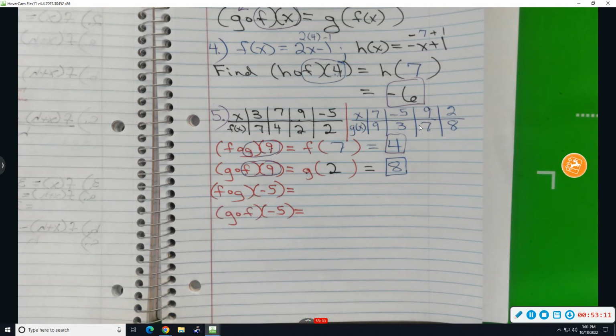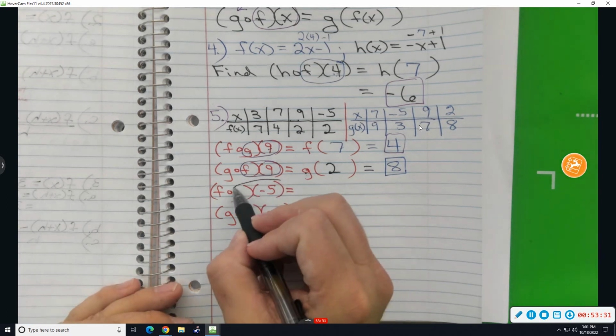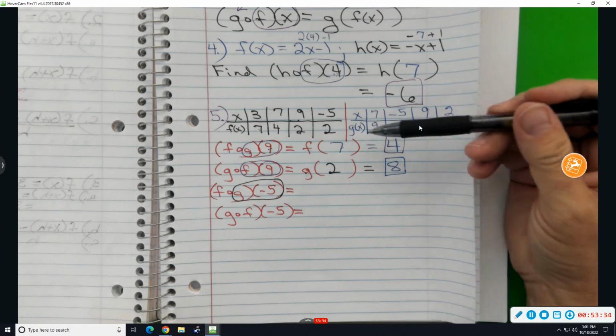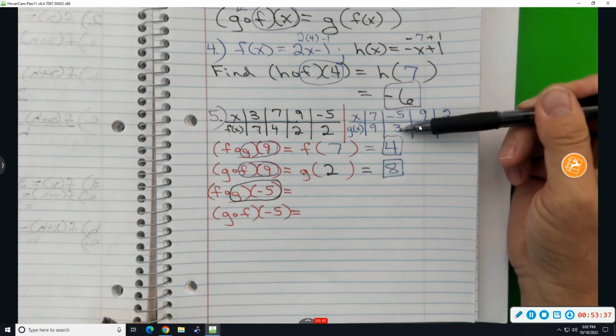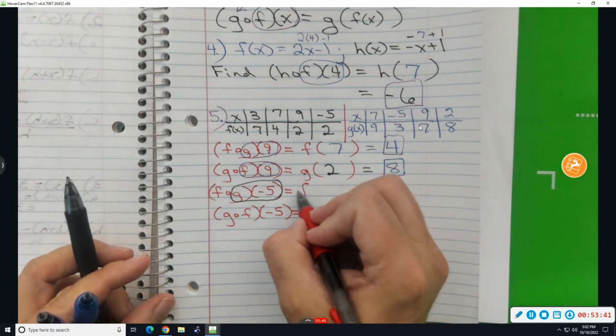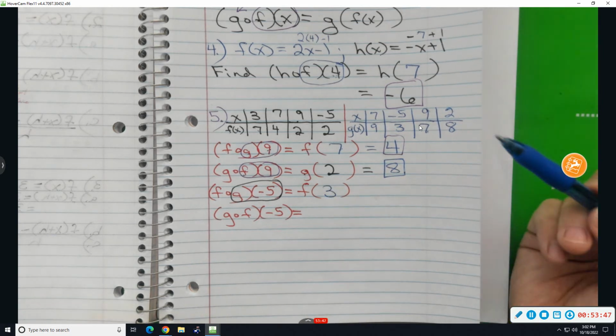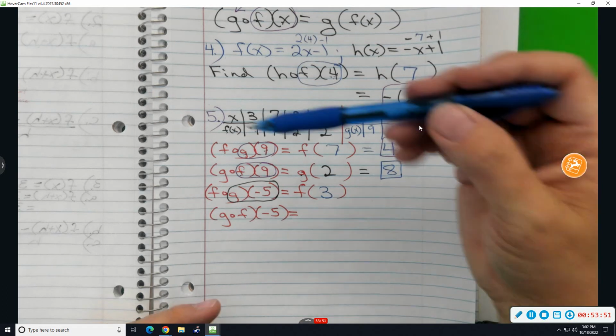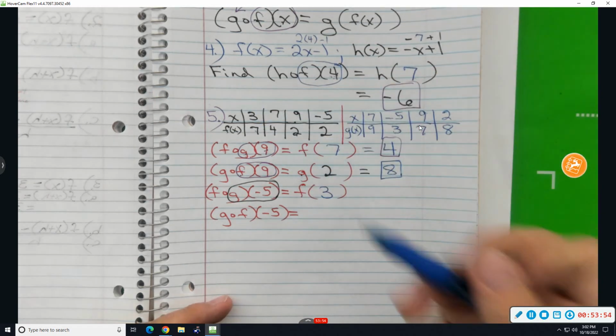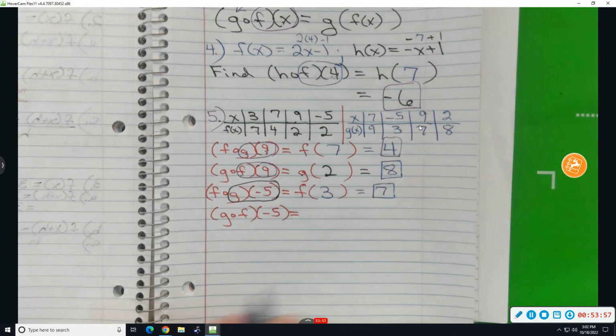What about F composed with G of negative 5? What table are we going to use first? For this one here, which table will we use first? F or G? G, that's that second one. We're going to look at G of negative 5, which is 3. Okay, you go to the G table. Negative 5 is assigned to 3. So we have F of 3. And 3 on the F table is equal to 7. Okay, now we go to the F table. 3 is assigned to 7. Any questions on our logic there?